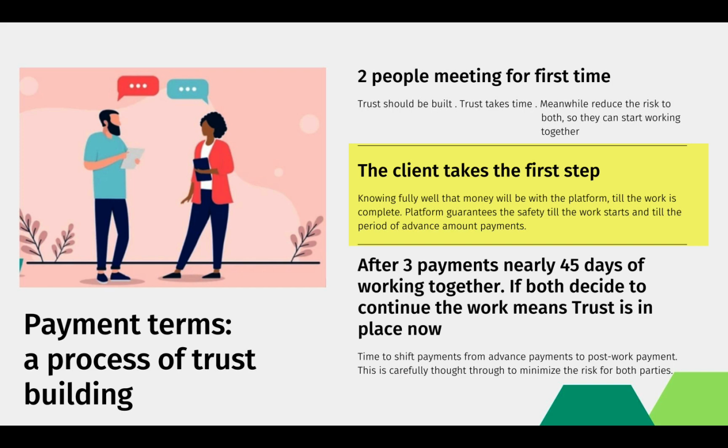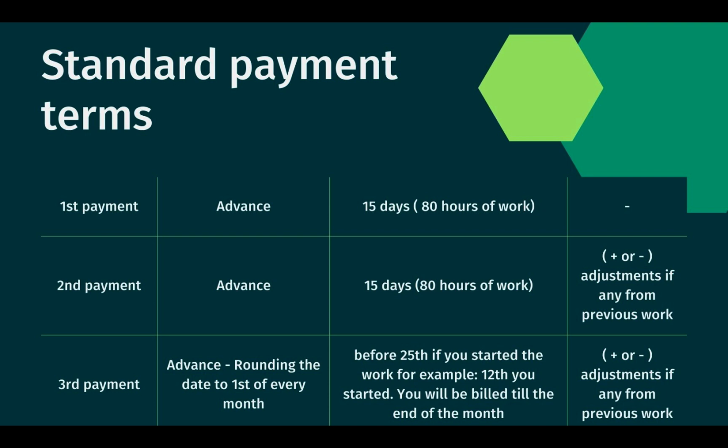the trial period. After working together for about 45 days, the client and the service provider will have a better understanding of each other's skills and expectations. Then the payment is switched from advance to post payments. This way, both parties can feel confident and comfortable working with each other. Now let us dive into the payment terms. Let me explain the payment terms.